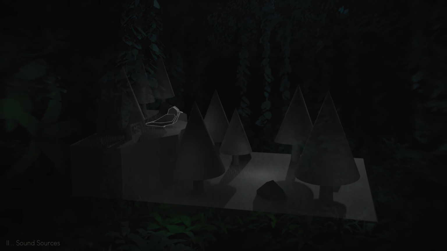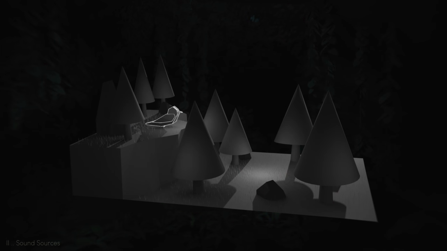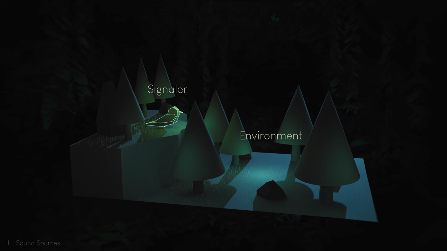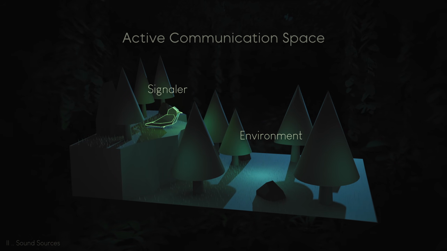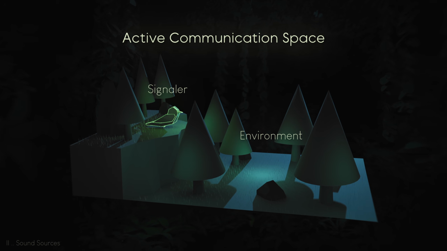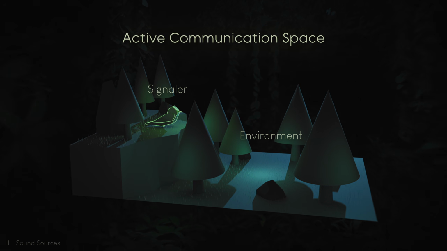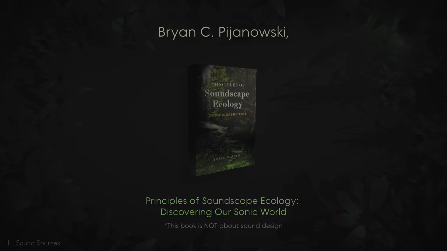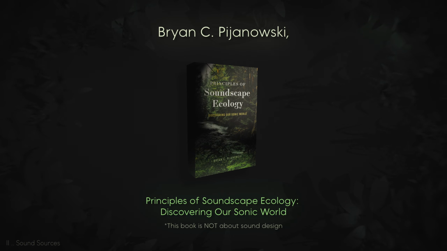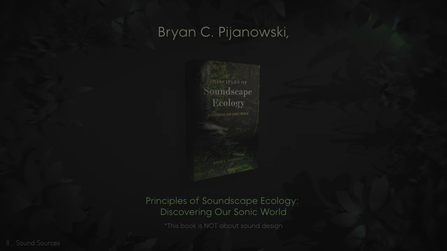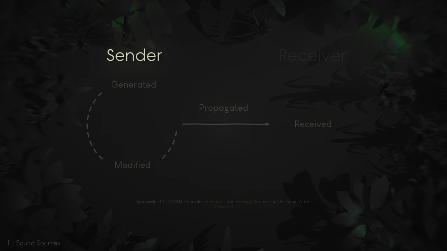Furthermore, to prepare our sound design process, we should consider the region in which an organism produces sound and how it affects the sound. This region is called the active communication space, which may guide our sound design decisions. Let's look at the path sound takes in this space. For this, I'm referencing an incredible book on soundscape ecology, which I'll link below for anyone interested in understanding these concepts more deeply. The path consists of a sender and a receiver.